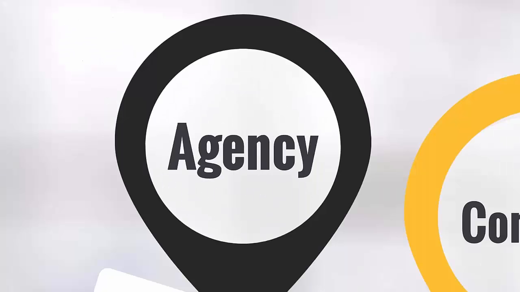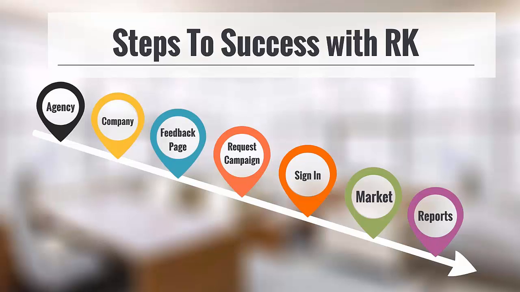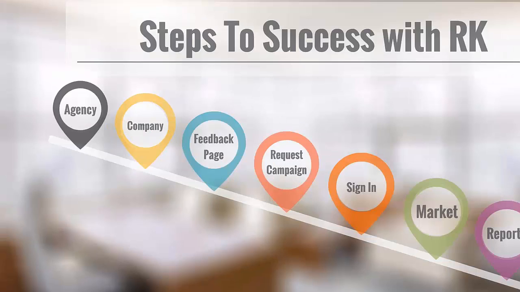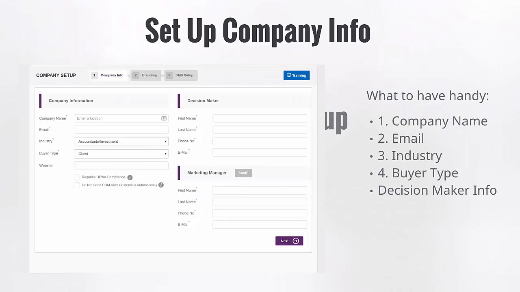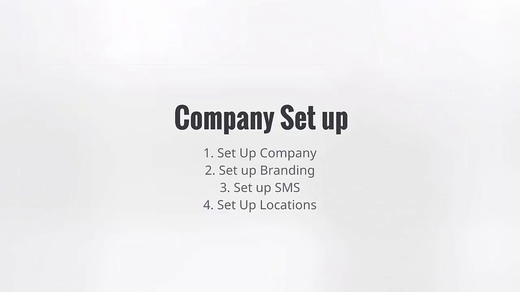Let's move forward. Now that you have your agency set up, the first step in setting up all the campaigns is to set up the company that you want to work for. So here's what you need to do for the company. Set up the company itself, set up branding, SMS, that's the Twilio we just talked about, and set up locations.